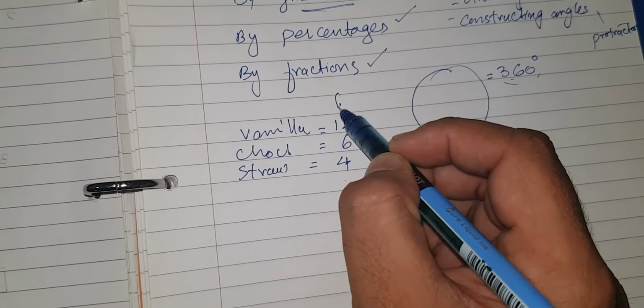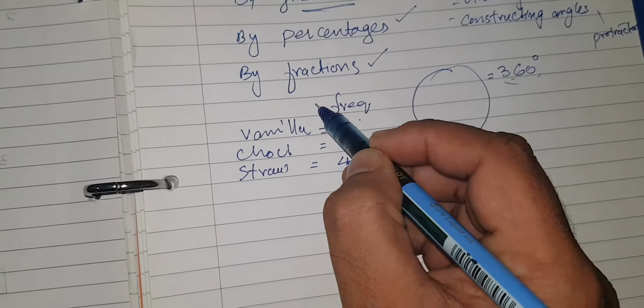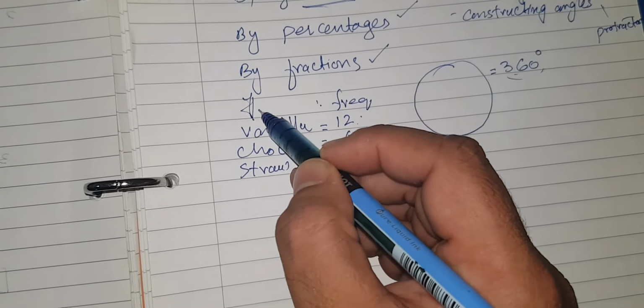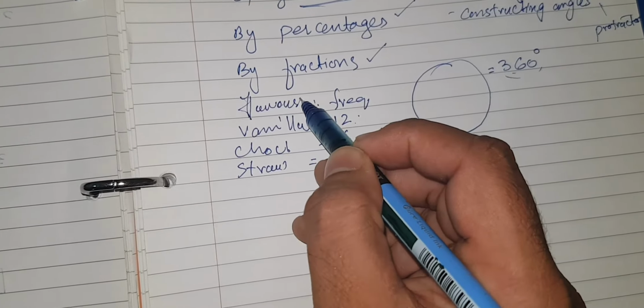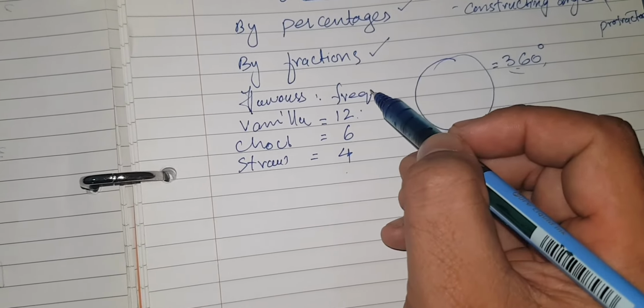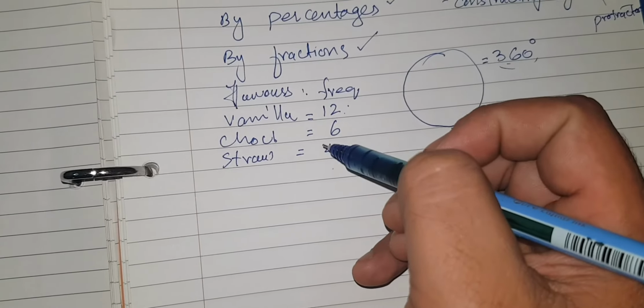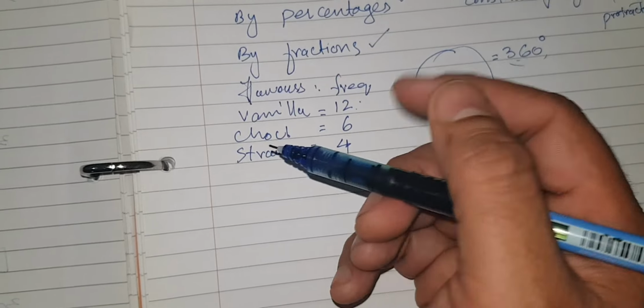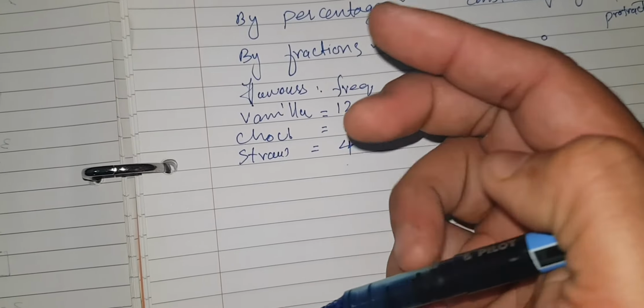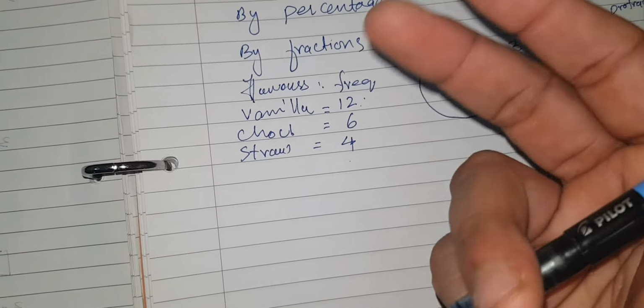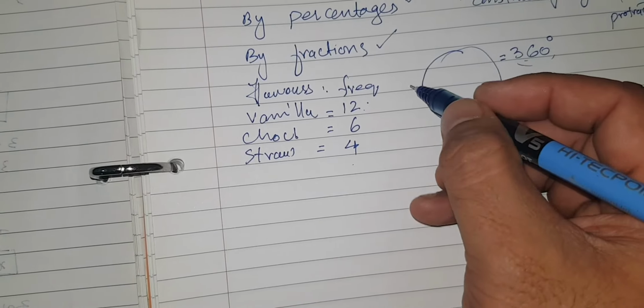This is called frequency. Frequency means number of happenings. These are flavors, and this is called frequency. For example, in a class, if I start asking students which flavor they like, someone said vanilla, another said chocolate, another said strawberry, then another said vanilla, then another said vanilla. So I'll keep on counting them by doing tally marking.